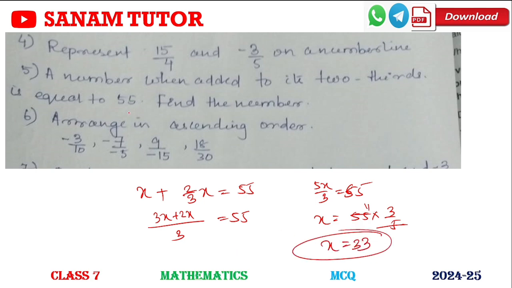Arrange in ascending order. This is homework. We already solved the descending order. Same method. First write the standard form, then take the LCM, then equalize the denominator. Now check.